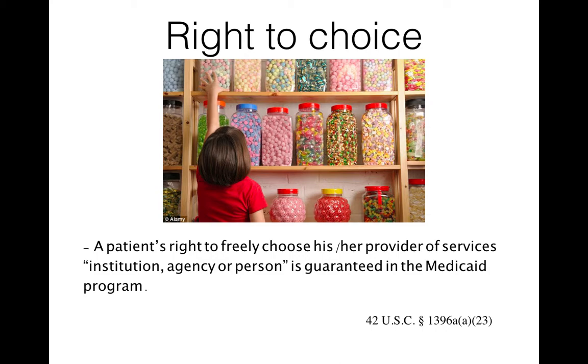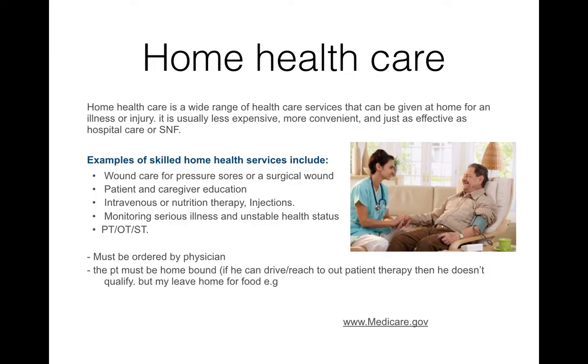Every patient has the right to freely choose which provider will provide his medical care, and this includes the institution, the agency, the person, and which is guaranteed by the Medicaid program. The first option that we have, and I will talk about, is home health care. It is a wide range of health services that is provided at home. So the patient will be at home, and the healthcare personnel will be approaching the patient at his home and providing the medical care there.